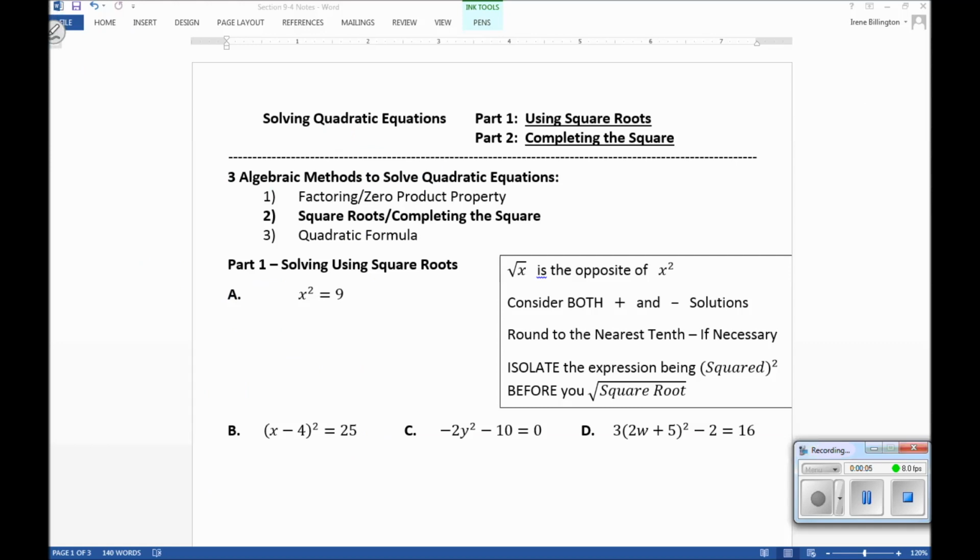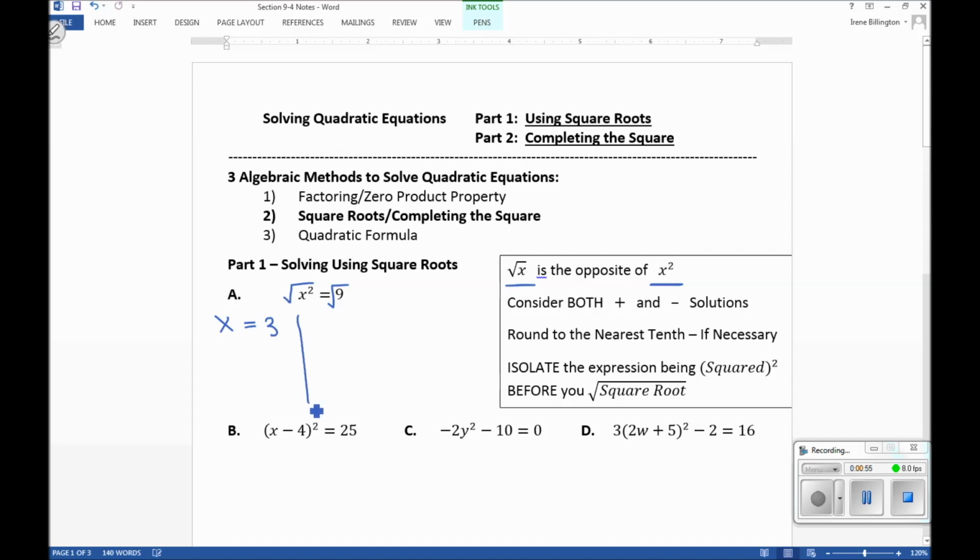In this lesson, we are going to learn another method of solving quadratic equations. And that method is to solve using square roots. So if I have the equation x squared equals 9, we know that the square root is the opposite of squaring. So to solve this equation for x, I would square root each side of the equation. So this gives me a solution of x equals 3.